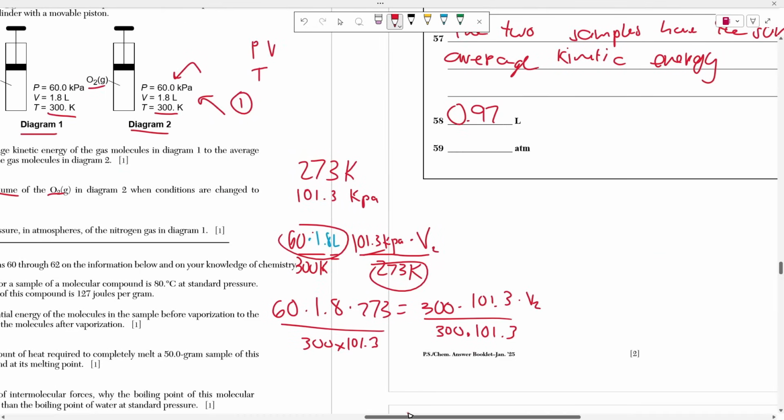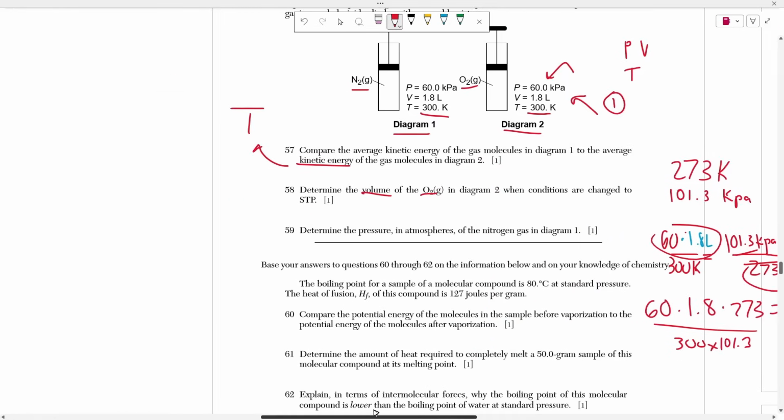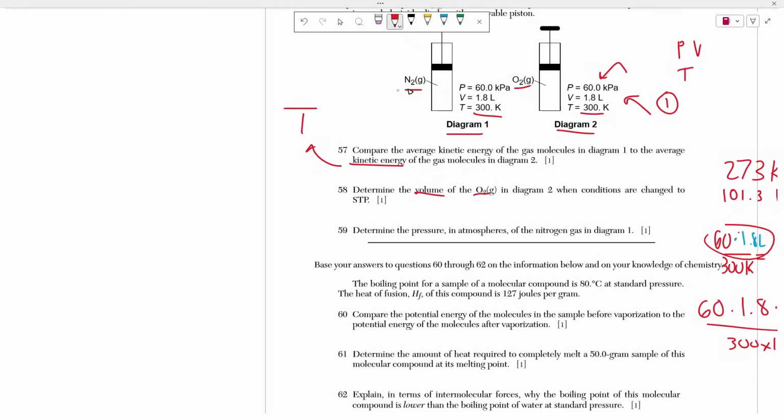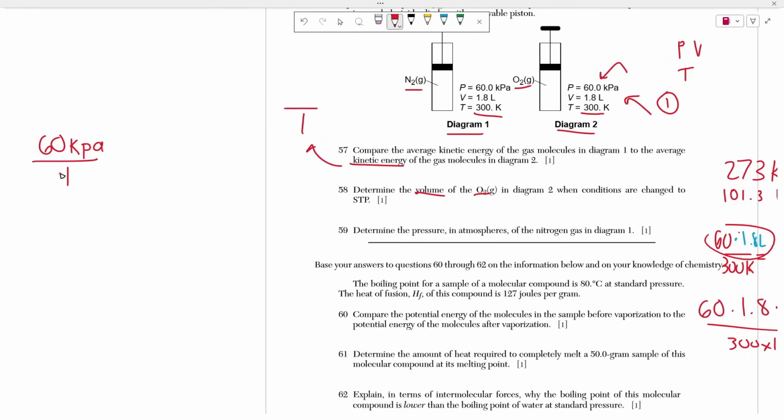All right, number 59 asks us, determine the pressure in atmospheres of the nitrogen gas in diagram 1. So right now I know that my pressure here is 60 kilopascals, or 60 kPa. If I look at my reference table all the way up here, I can see that 101.3 kilopascals is equal to 1 atm. So I don't actually need to memorize this conversion. All I need to do is multiply this by 101.3 kilopascals over 1 atmosphere, or 1 atm.